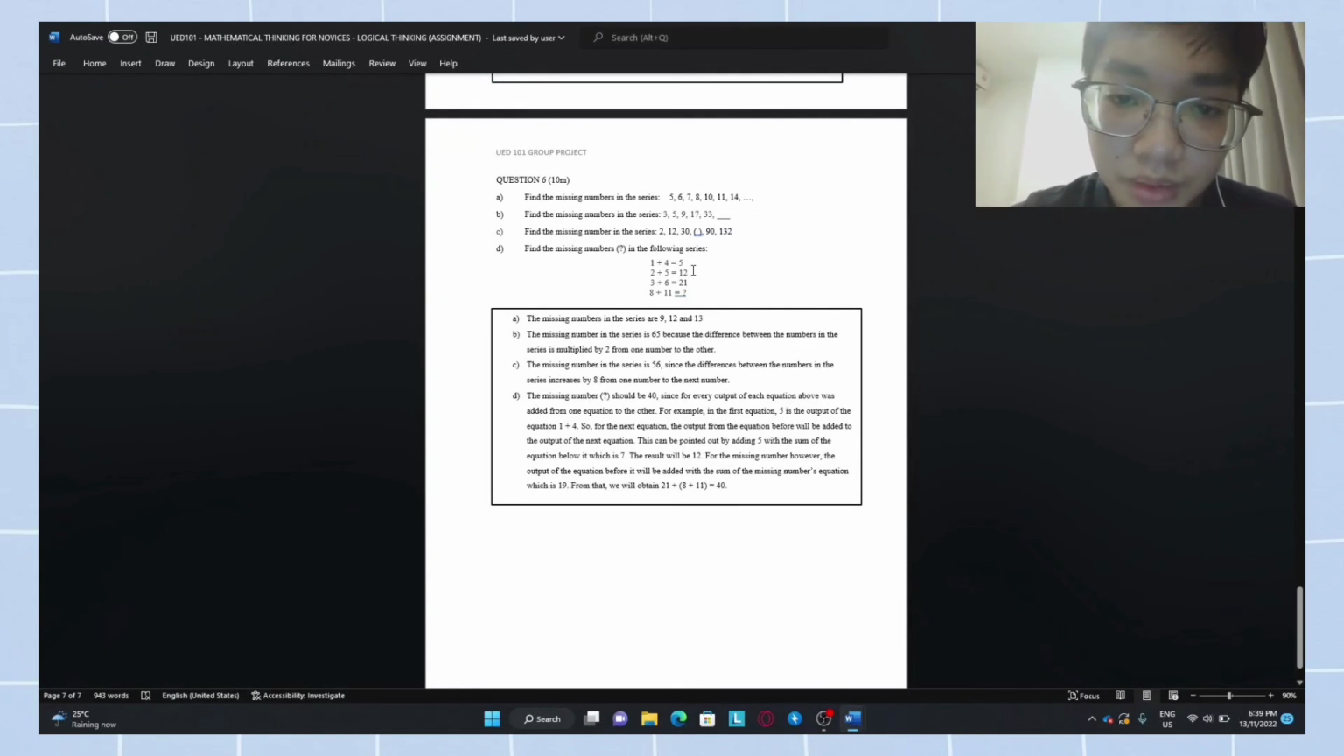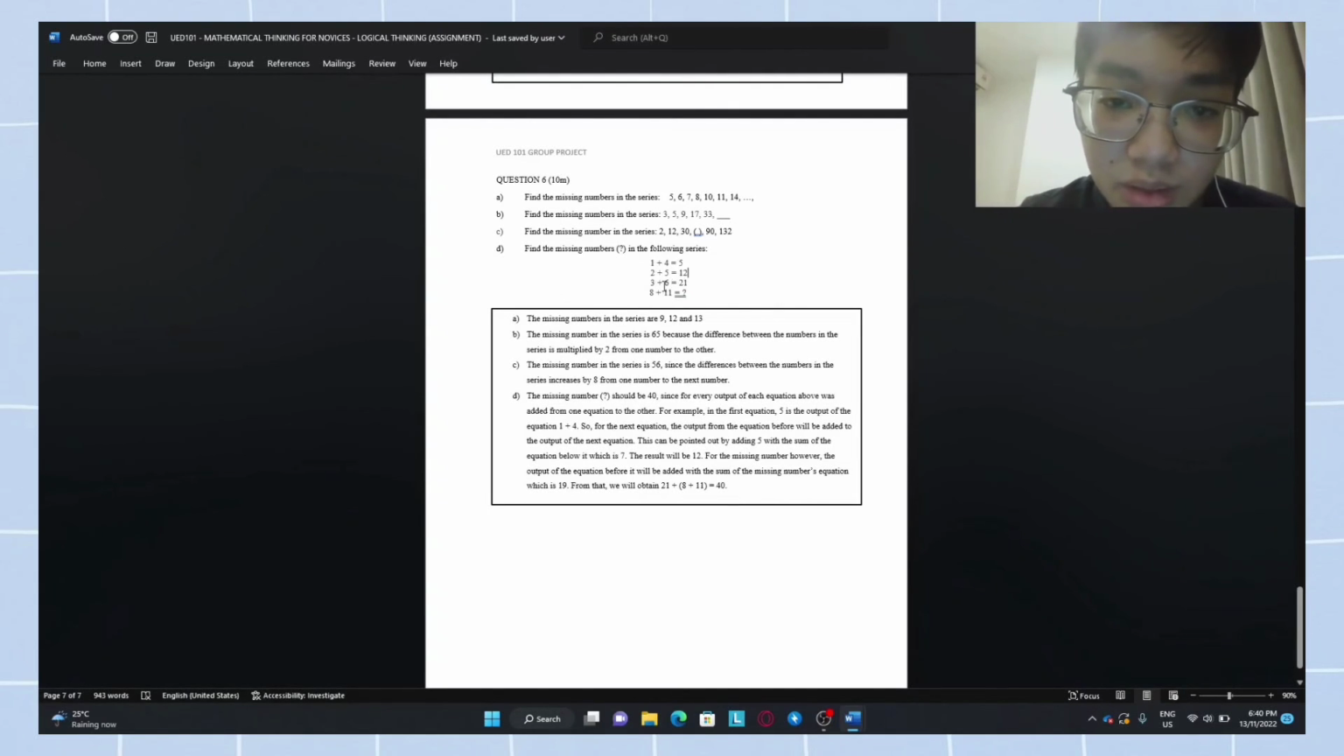So if we calculate this normally, 2 plus 5 will be equal to 7. But why is it 12? Because from what we can see, 2 plus 5 equals 7. But when 7 is added to the output of the first equation, which is 5, we will get 12. Because 2 plus 5 equals 7, but we add 7 to 5. So we will obtain 12.